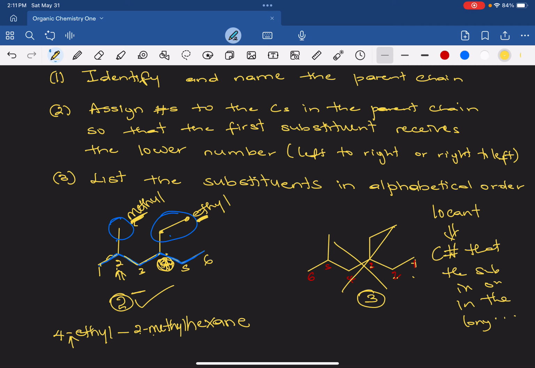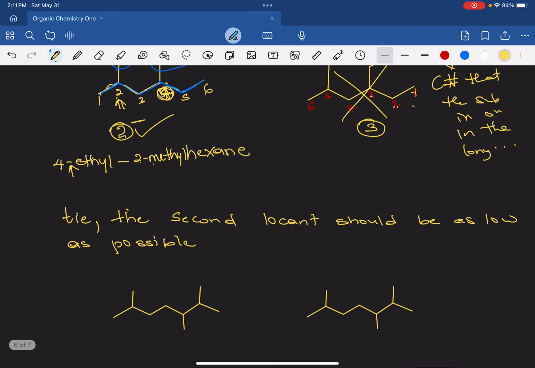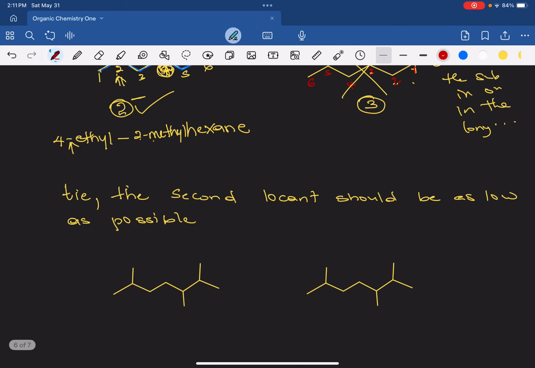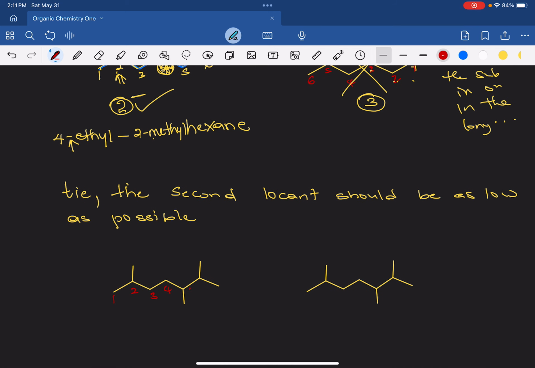All right. Now, that was simple, no tricks in this one. But what if you run into a situation where, when you number left to right, right to left, the substituent you encounter first is on the same carbon? So let's look at that. Let's say I go 1, 2, 3, 4, 5, 6, 7. Over here, 1, 2, 3, 4, 5, 6, 7. So look, we have a different situation now, yes?